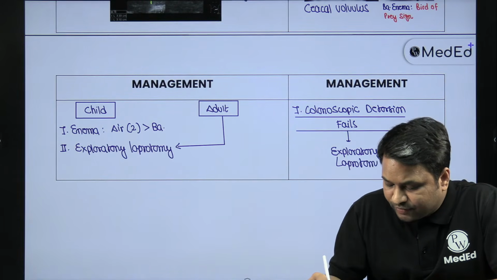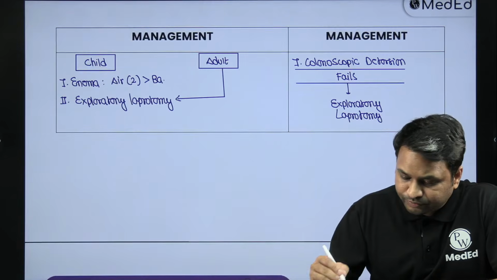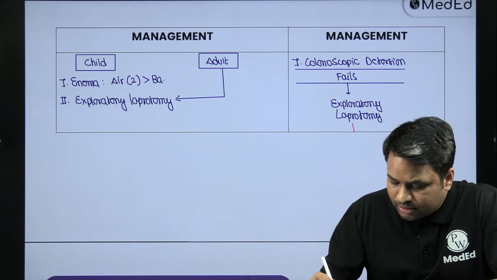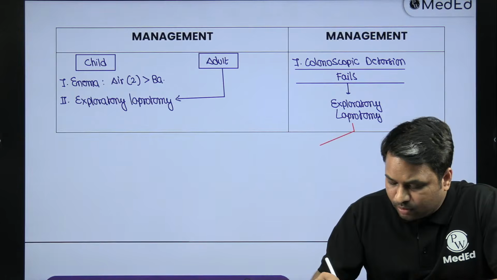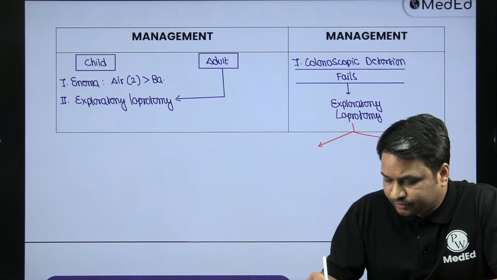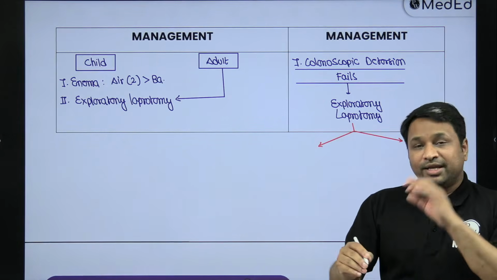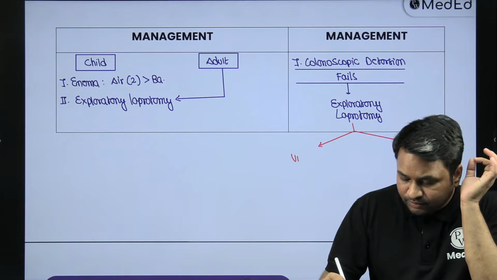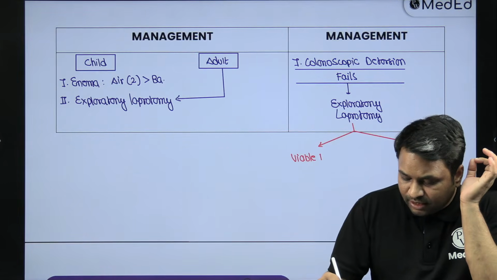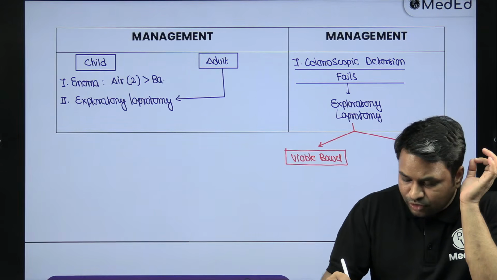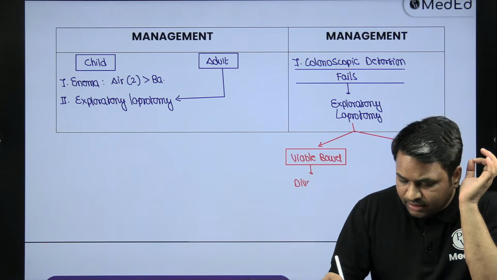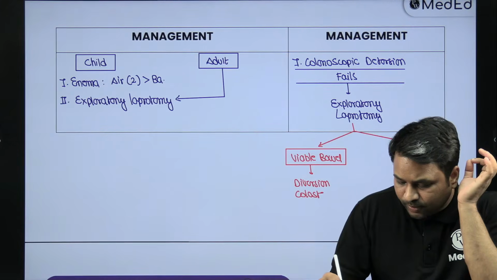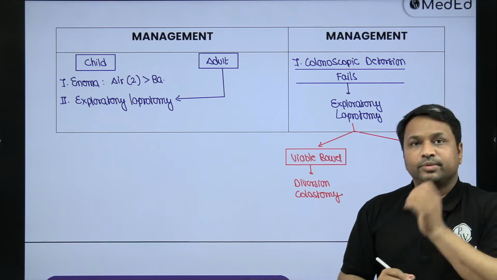Now, when you're taking the patient for exploratory laparotomy, there are 2 components that are going to be present. The first one, if there is a viable bowel, this is what we call the diversion colostomy. This is your diversion colostomy.